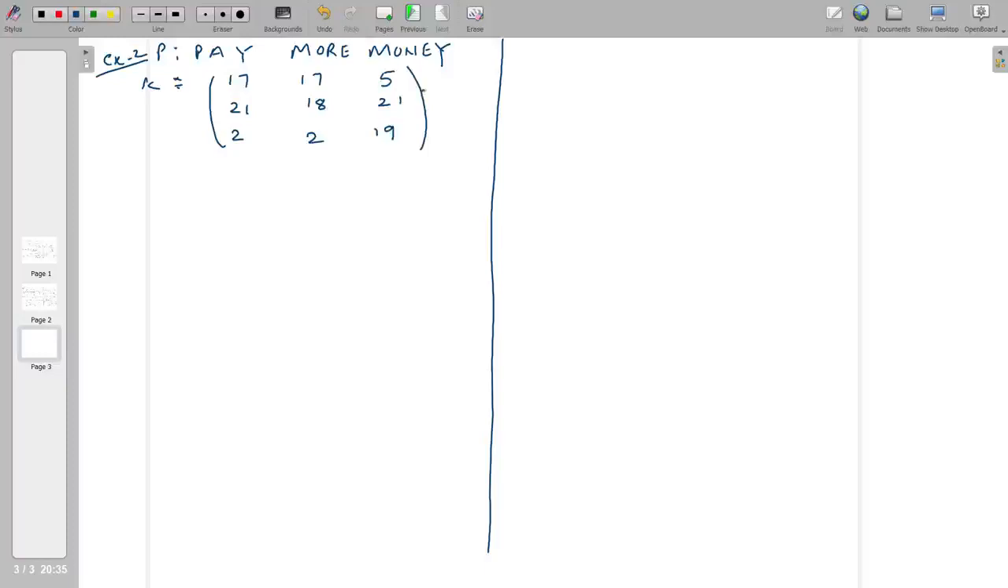Because this is a 3 into 3 matrix, we will divide the plain text into groups of 3 characters. For example, PAY, MOR, EMO, and NEY. So let's write the numbers for these letters.